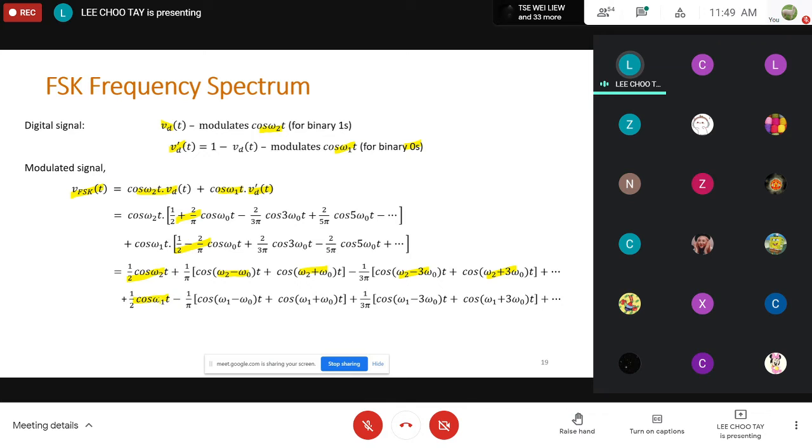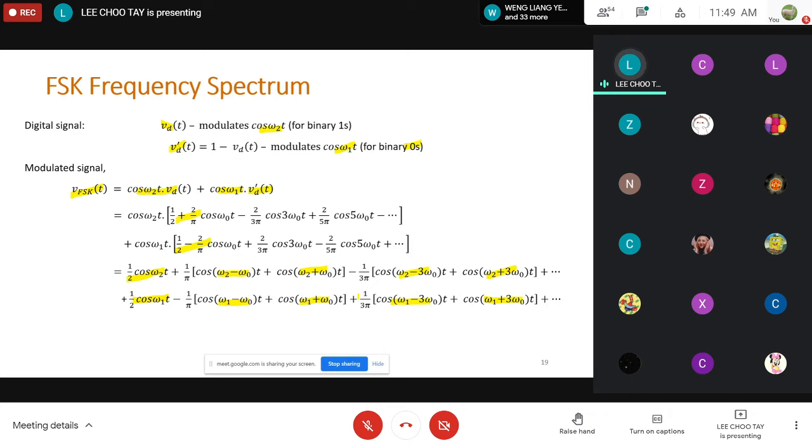For binary zeros, you have another series here. This is a half of cosine omega 1. And again, you have a set of lower sideband and upper sideband for your odd harmonics, for all the odd harmonics over here.